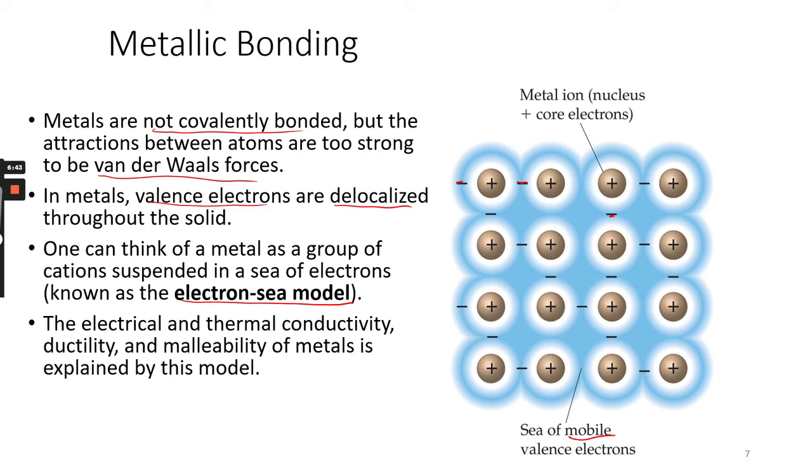The electrical and thermal conductivity, ductility, malleability of metals is all explained by this model. If you apply a current, these free electrons are going to start to move from the negative to the positive side. If you heat it up, again, you're going to be able to conduct the heat across the way. If you smack it with a hammer, this will allow some flexibility so it will flatten. So that's what malleability is.